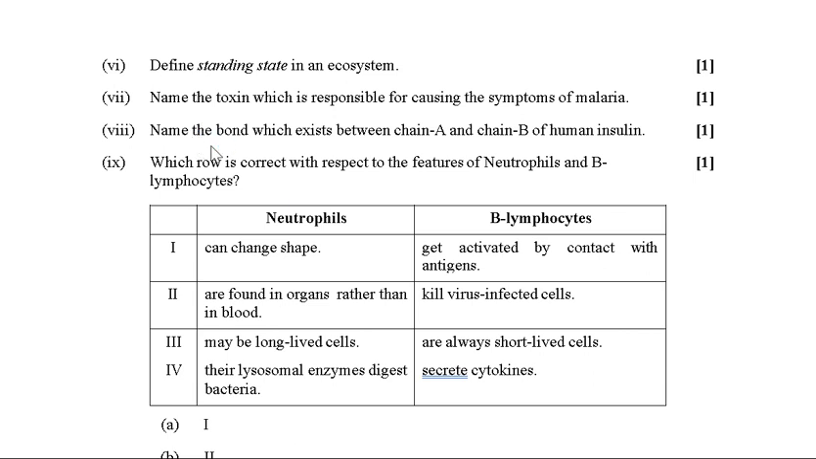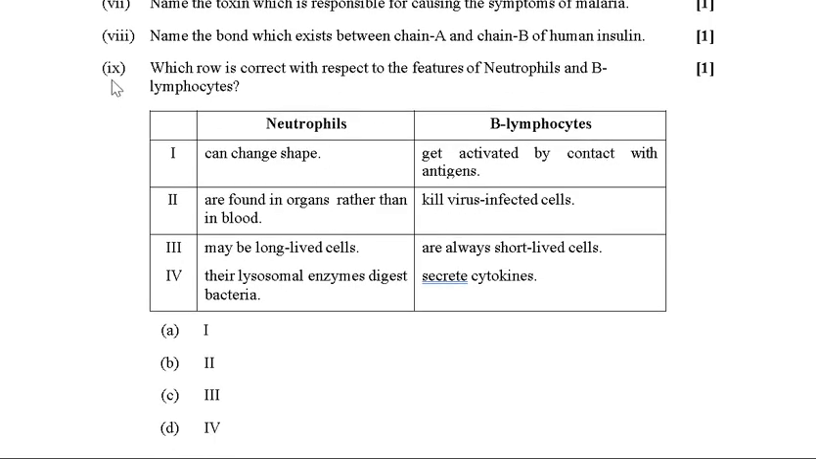Name the bond which exists between chain A and chain B of human insulin. In this question they ask about the chemical structure of human insulin, where chain A and chain B are present. In between these two chains there is one chemical bond, and the name of this chemical bond is disulfide bond. So the disulfide bond mainly exists between chain A and chain B of human insulin.